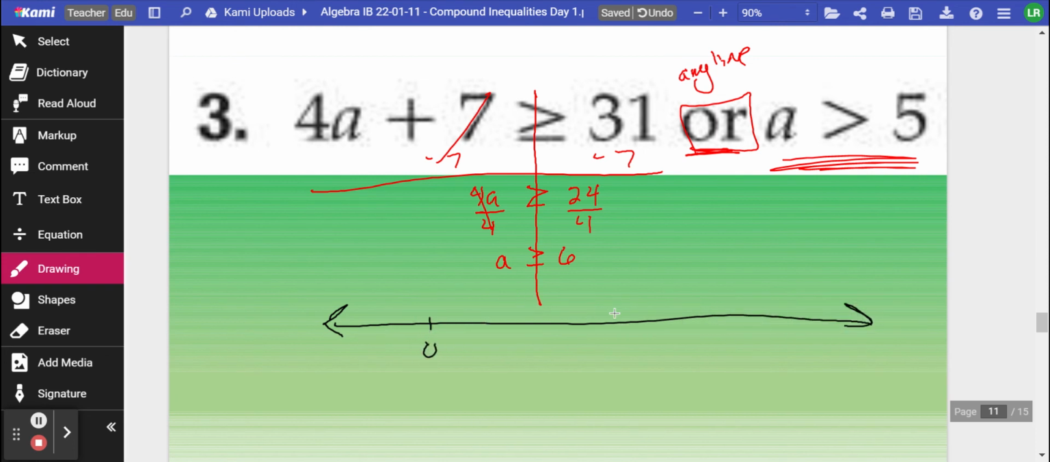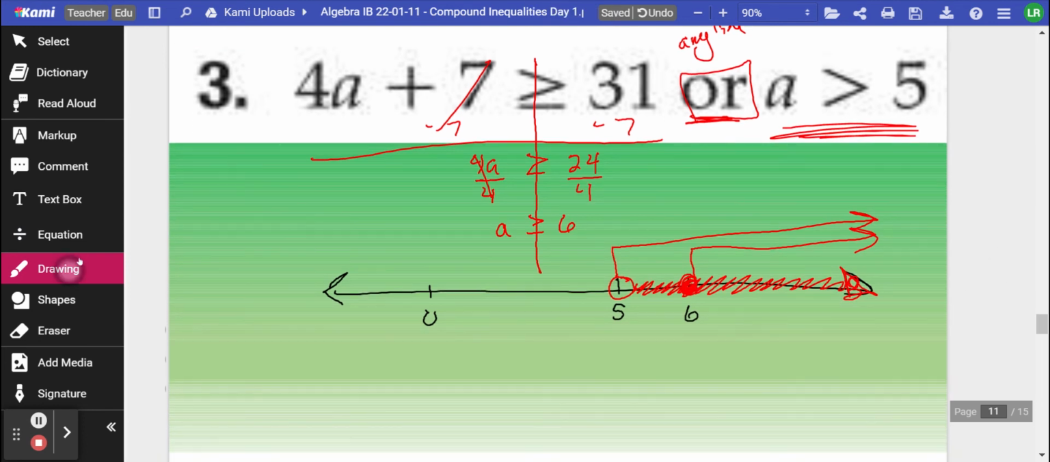Okay, here's 0, here's 5, here's 6. On the 6, that is a closed dot, and that one goes to the right. On the 5, that is an open dot, and that one also is the right arrow, goes to the right. So I'm shading everything to the right of the 5. So right now, this 6 is not even a border for me. It's just the 5. So when I write my set notation, I only need to talk about this one.